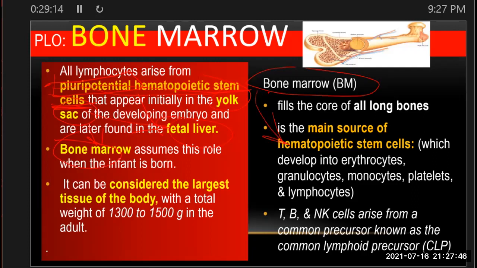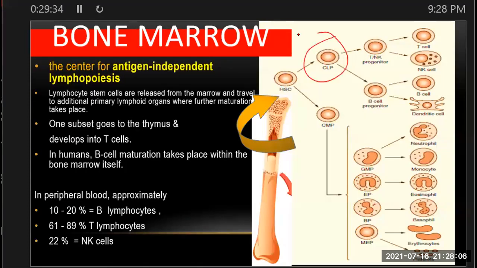Which again, hematopoietic pluripotential, meaning they can develop into any cell. Like here, if we are talking about pluripotential hematopoietic stem cells, they can become red blood cells, erythrocytes, granulocytes, monocytes, platelets, and lymphocytes. T, B, and NK cells arise from a common precursor known as the CLP. So this one, the CLP, common lymphoid precursor.